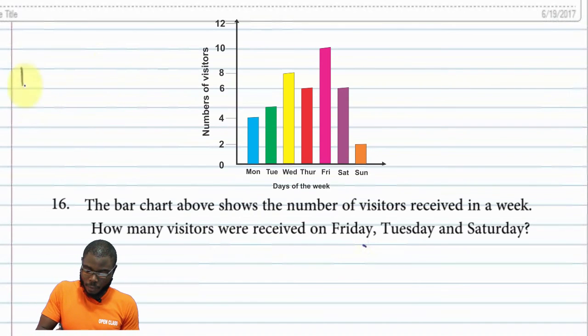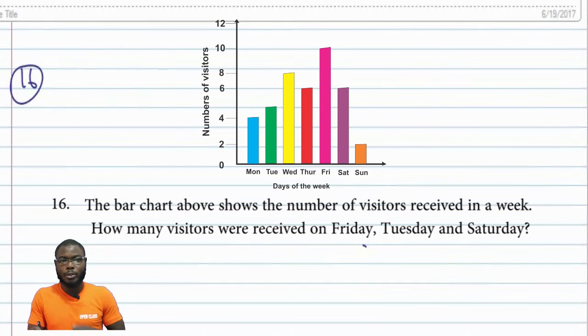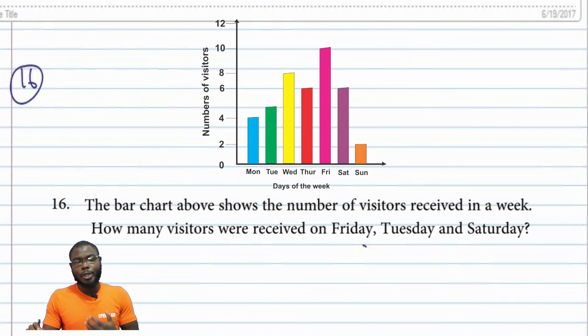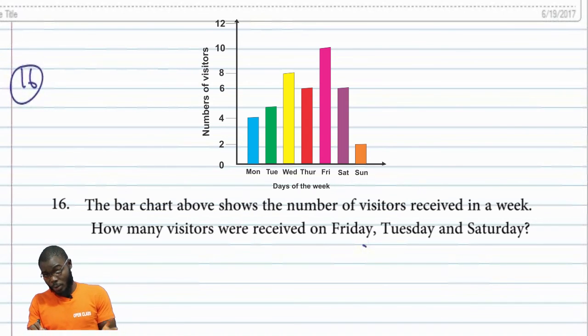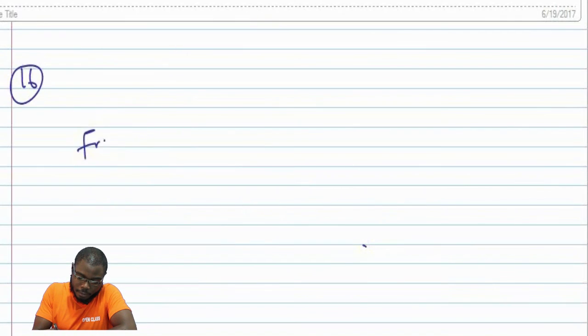For question number 16, we're given a bar chart. The question says the bar chart above shows the number of visitors received in a week. How many visitors were received on Friday, Tuesday, and Sunday? This one is just a read off. We need to read off the graph. It's one of the questions that will save you time, but you just need to be careful. Friday gives us 10. On Friday, we receive 10 visitors.